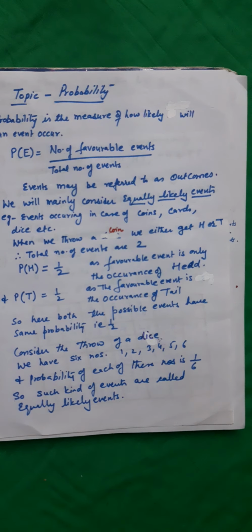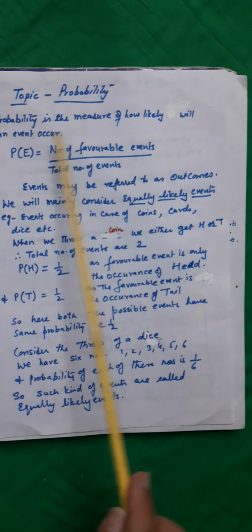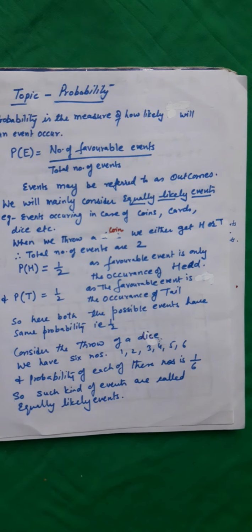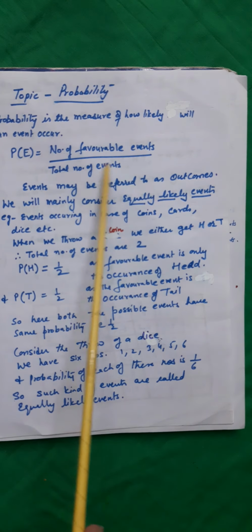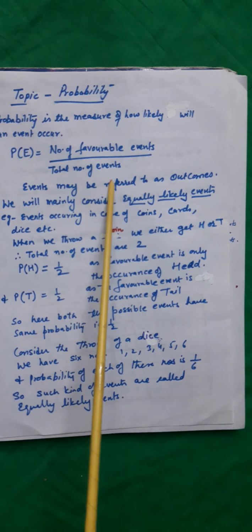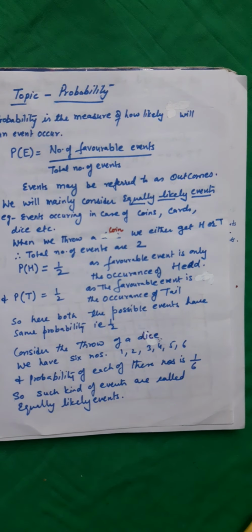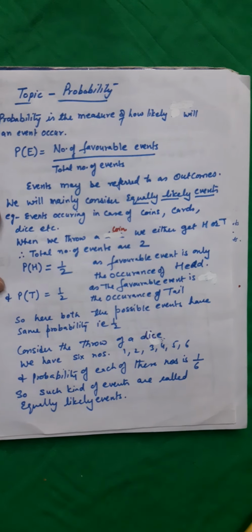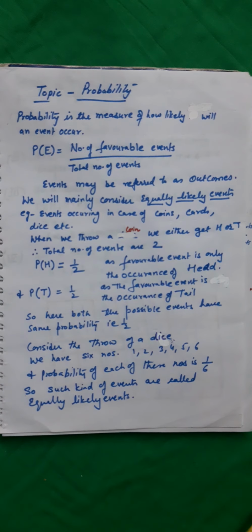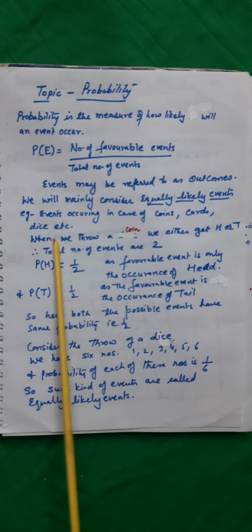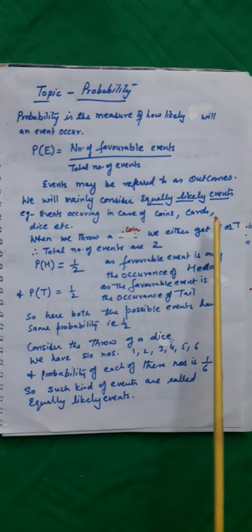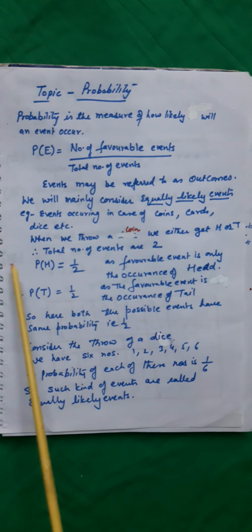Probability is a measure of how likely an event is to occur. Probability of an event is equal to the number of favorable events upon the total number of events. Now, what are events? Events may be referred to as outcomes. We mainly consider equally likely events, for example, events occurring in the case of coins, cards, dice, etc.